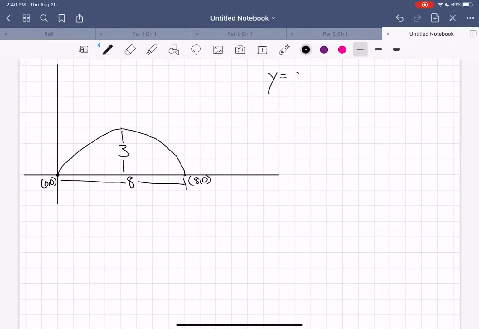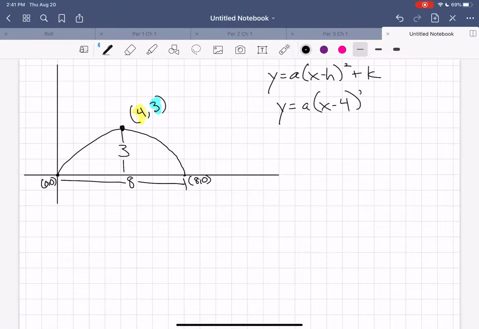We have our new vertex form of a parabola, and we should be able to figure out what the vertex is. Pause the video and see if you can figure out what that vertex is. So if it goes a total of 8, the middle of that is 4, and then it goes up 3. So now I know my vertex. So I should be able to plug in H and K. Remember, it's always opposite, so it became -4.